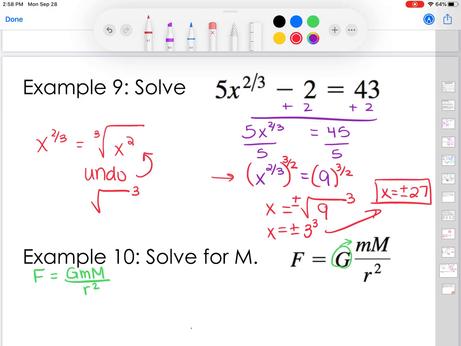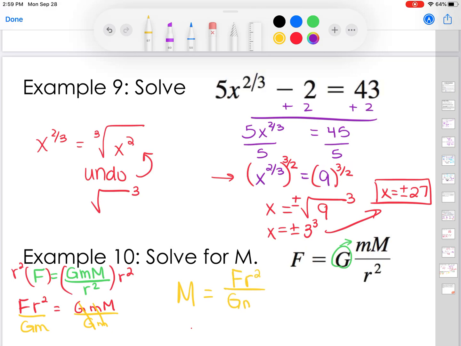The first thing I'm going to do is multiply by r squared on both sides. So I get f times r, which is the only thing squared, is equal to g m. We want to solve for capital M. So I'm going to divide by g and lowercase m. That's going to give us that capital M is equal to f r squared over g lowercase m. And it's really just a matter of rearranging. When you were in Algebra 1, they likely called these literal equations.